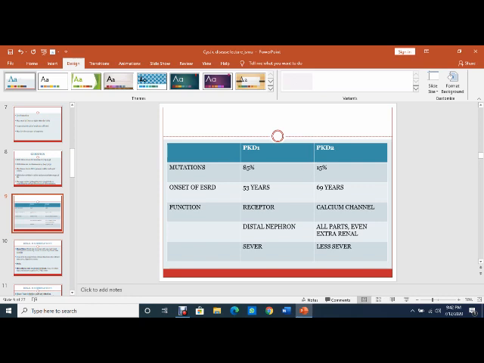Onset of end-stage renal disease is above 50 years in PKD1 and above 60 in PKD2. A receptor problem occurs in PKD1, while in PKD2 there is a calcium channel problem. PKD1 arises from the distal nephron and is a severe form, and PKD2 can occur in all parts, even extrarenal, and has less severe problems.